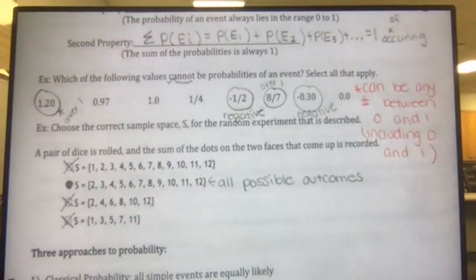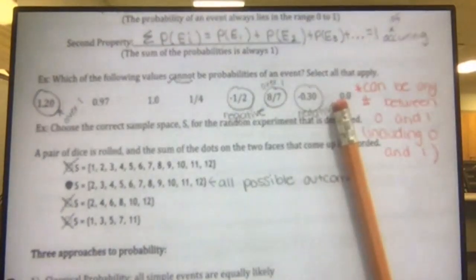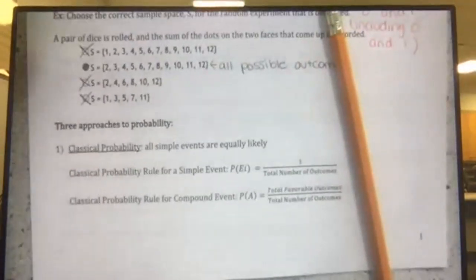Please stop me if you have a question. If not, I'm just going to keep rolling. So 3 approaches to probability. We have classical probability as our first approach. Classical probability means that all simple events are equally likely.